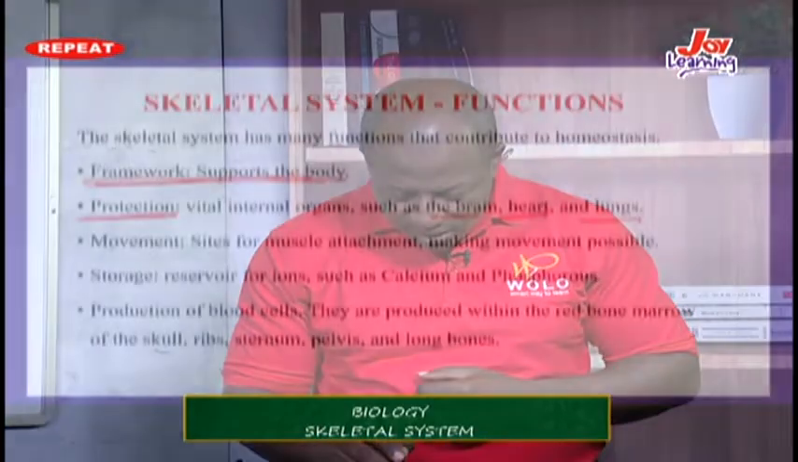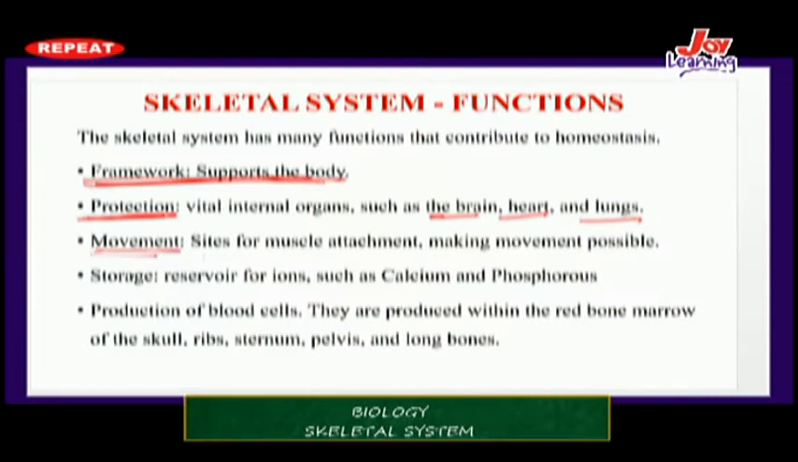Then let's look at movements. We have sites for muscle attachments, and then we also say that it makes movement possible. Now note that muscles can only contract. They cannot relax. And so once a muscle contracts, it is for another muscle to contract so that it will bring the first to contract into a relaxed position.